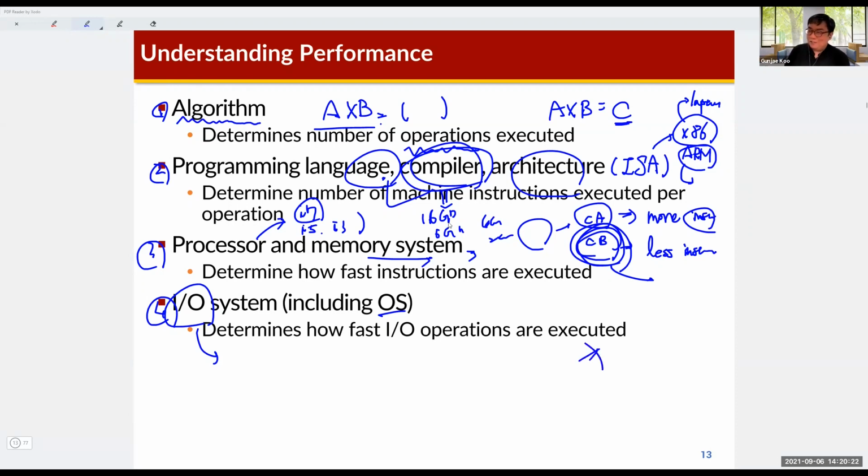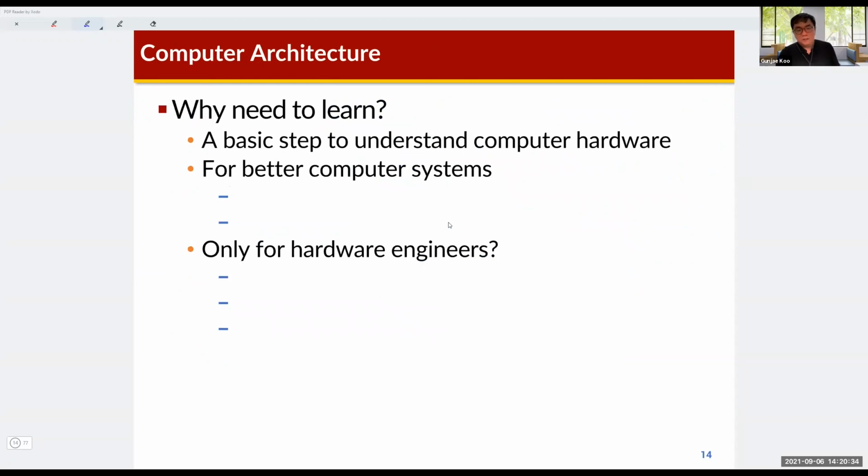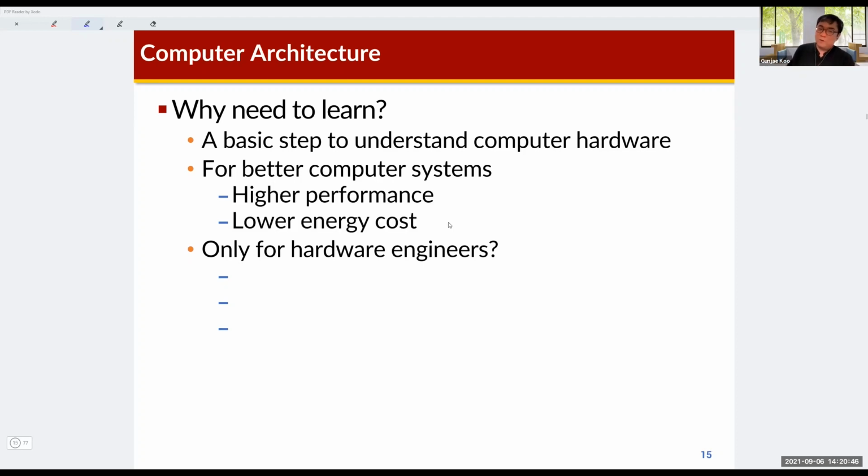So that's why we need to learn about these computer systems, computer hardware, and computer architecture. So we need to understand the basics of computer hardware and computer systems for building better computer systems. In the previous slide, I just focused on the performance.